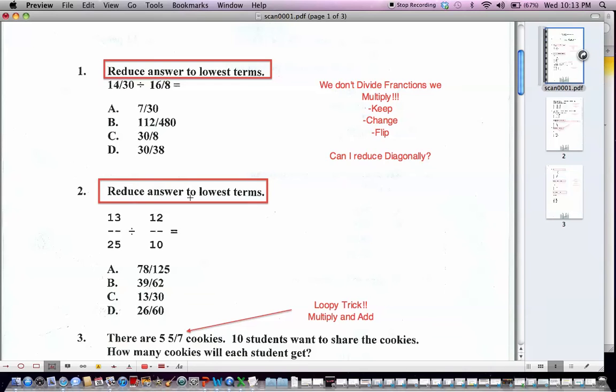Number two, reduce answer to lowest terms. The same thing. We don't divide fractions. It says 13/25ths divided by 12/10ths. We don't divide fractions, do we? We multiply. Keep, change, flip. Once you do that, ask yourself, can I reduce diagonally? And then make sure your answer is in lowest terms. That's number two.